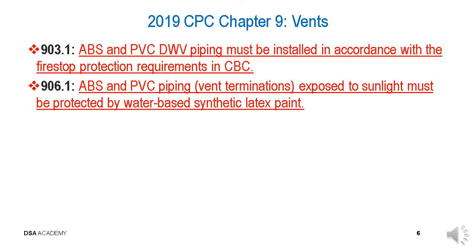In Chapter 9, dealing with vents, 903.1, ABS and PVC DWV piping must be installed in accordance with the fire stop protection requirements in the CBC. This is how fire stopping concerns have been addressed. In 906.1, ABS and PVC piping and vent terminations exposed to sunlight must be protected by water-based synthetic latex paint. Again, the UV degradation of ABS and PVC has been addressed through this modification.